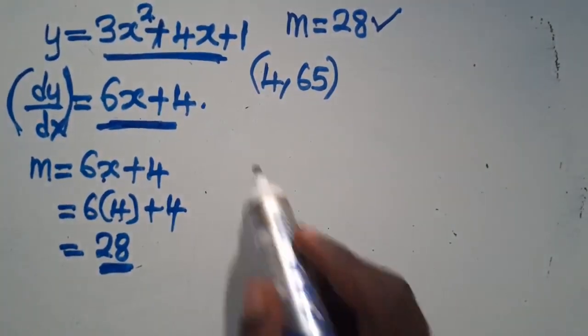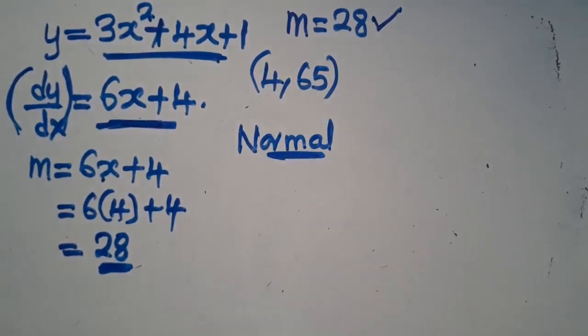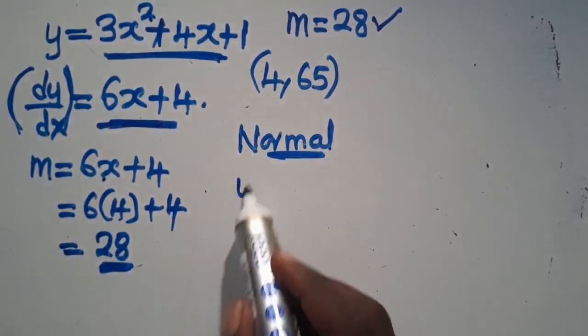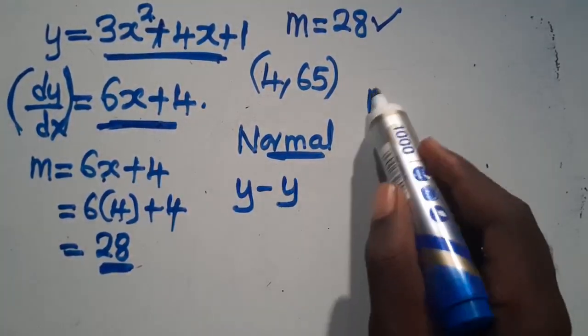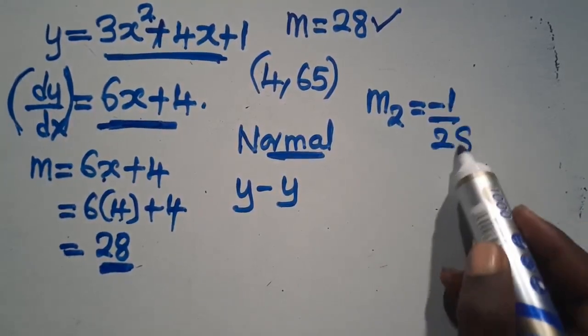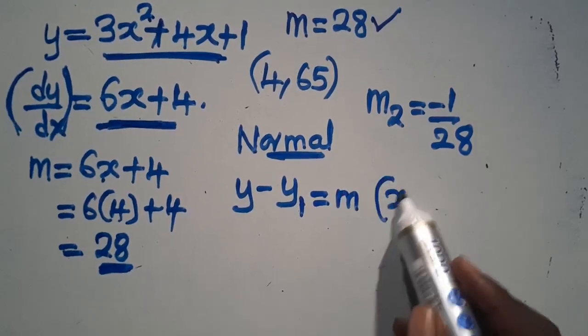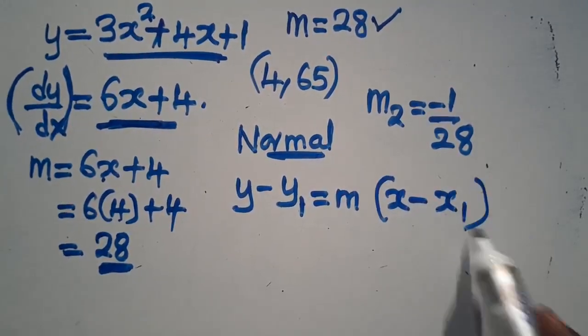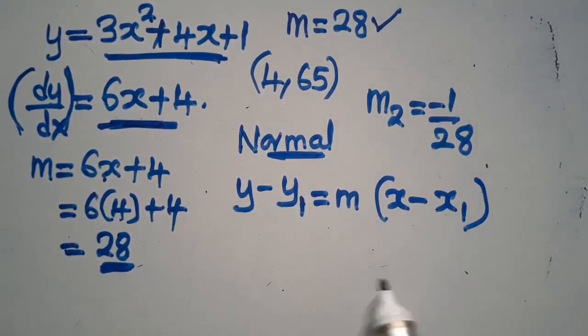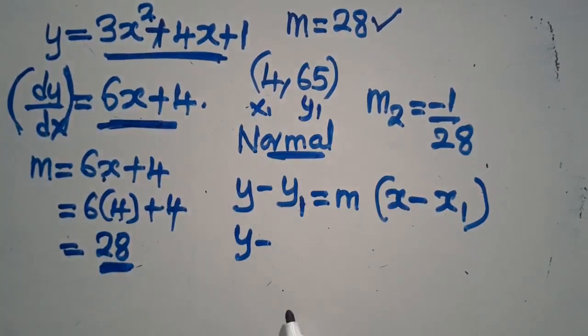So for the normal, we want to find the equation of the normal. What you are supposed to do is y minus y1, and the gradient you are using is gradient 2, negative 1 over 28. You substitute in here, everything remains the same. So here, y minus, what is your y1? x1, y1. What is your y1? 65. That is your y1.